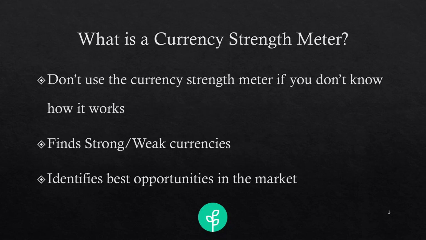So what is a currency strength meter? Well, a currency strength meter is just a tool we use as traders to identify strong and weak currencies. But remember this, the first rule: don't use the currency strength meter if you don't know how it works. Why? Because if you don't fully understand the logic behind the strength meter, it'll actually lead you to start blaming the meter itself. You don't understand how it works, you don't understand the confirmations that it requires, you don't understand the preliminary things you need to do before actually using the strength meter.